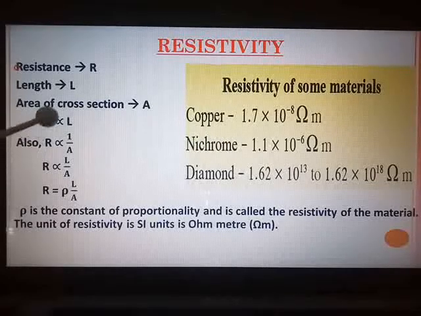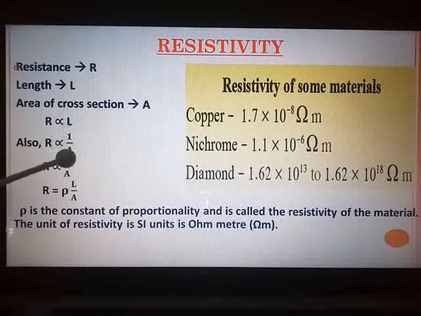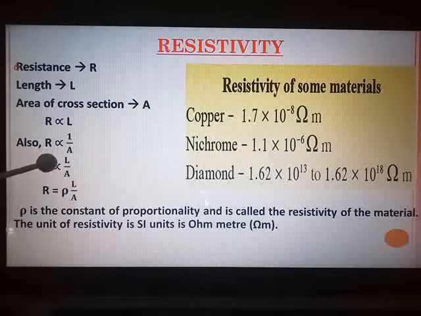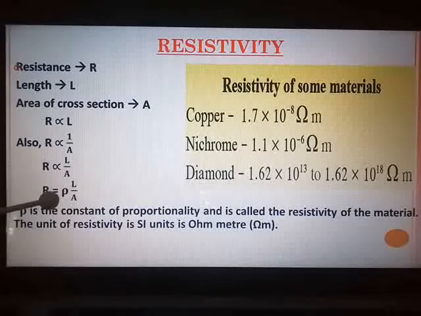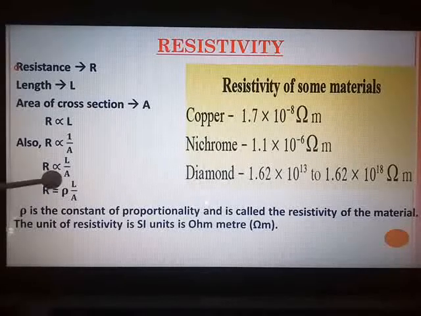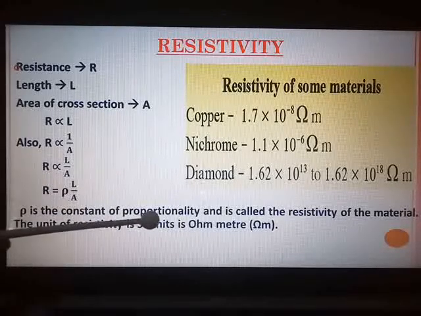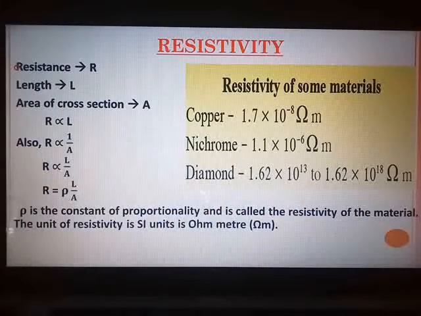And it is inversely proportional to area. So R is inversely proportional to A, you can say 1 upon A. So R is proportional to L upon A. And if you want to remove this proportionality sign, you have to take some constant, and this constant is not a small p, it is a symbol called rho. So this rho looks like a small p. So R is equal to rho L upon A. Rho is the constant of proportionality and it is called the resistivity of the material.